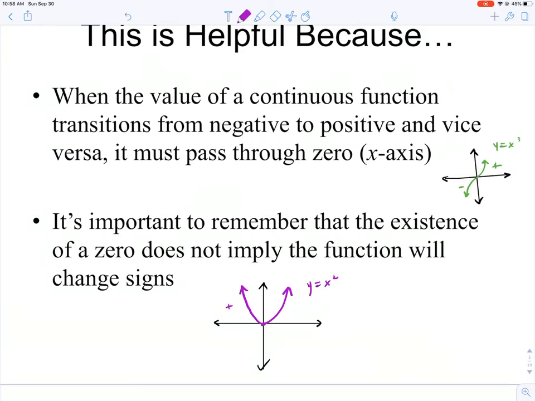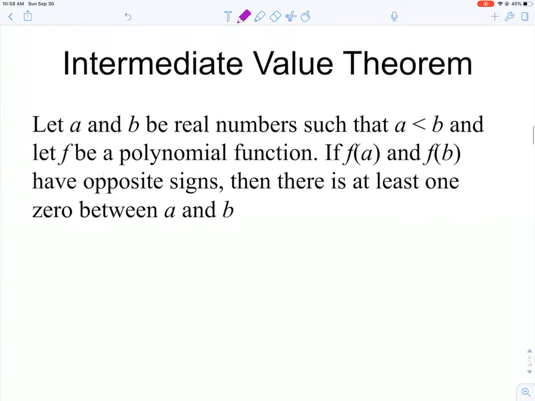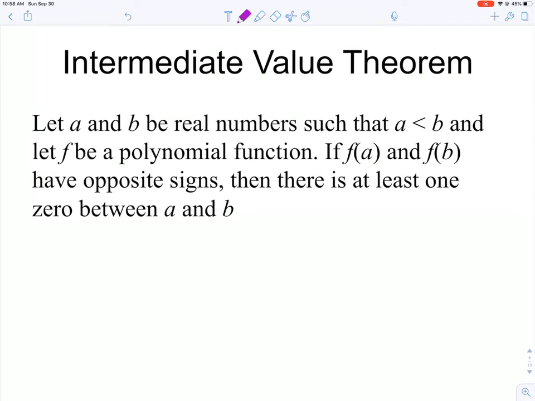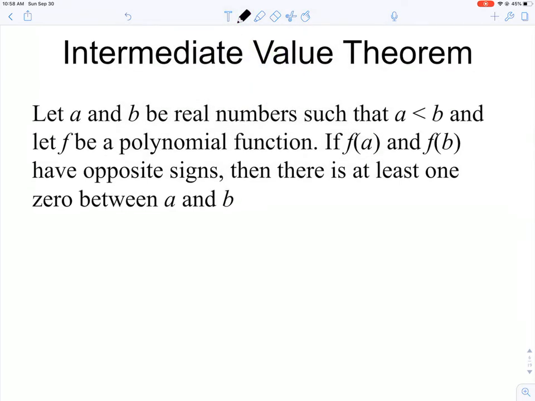Right, to the left, the graph is positive. To the right, it's also positive. So this leads to the intermediate value theorem. I'm going to draw a picture to help demonstrate what the intermediate value theorem is saying. For now, it's just going to be important that you understand what the intermediate value theorem says.